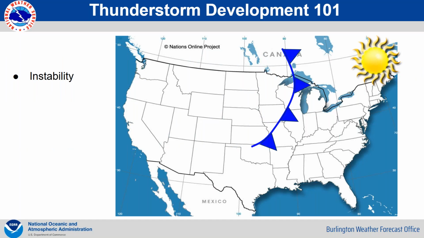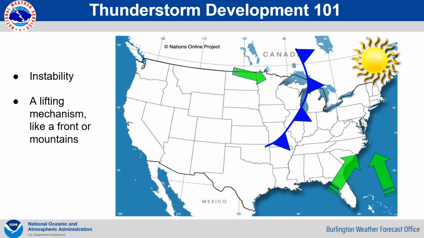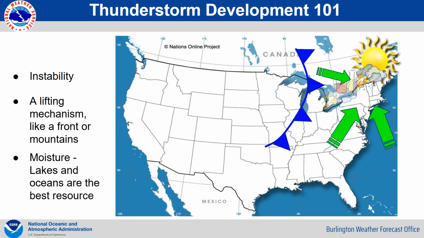You want instability from the sun or by fronts that also provide lifting mechanisms. Our mountains also help. Any moisture source, say from lakes and oceans, are often the best resource for moisture. Any continental air that comes from the deserts or our mountains often does not have as much moisture and makes it a little bit harder for thunderstorms to develop. So when you have these three things come together, that's when we have the greatest likelihood of thunderstorms.